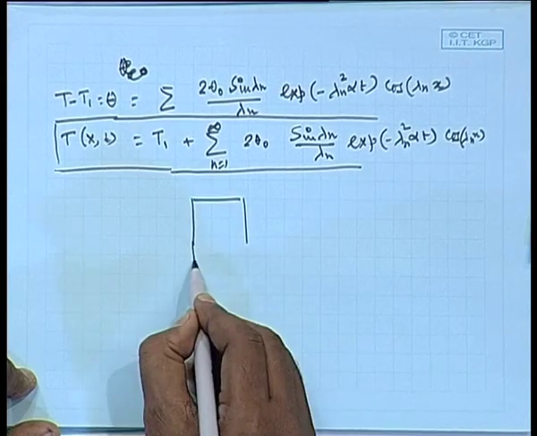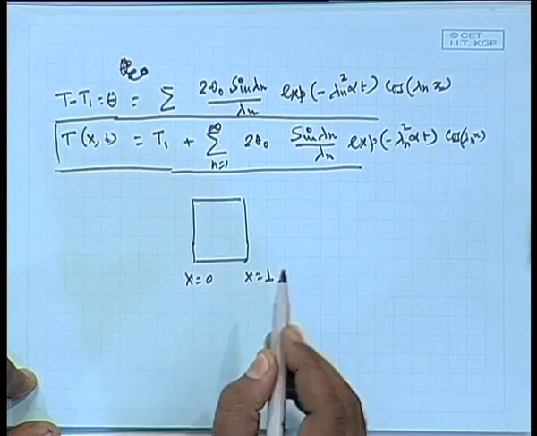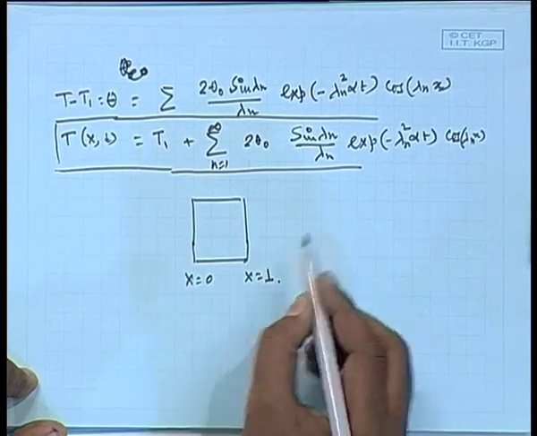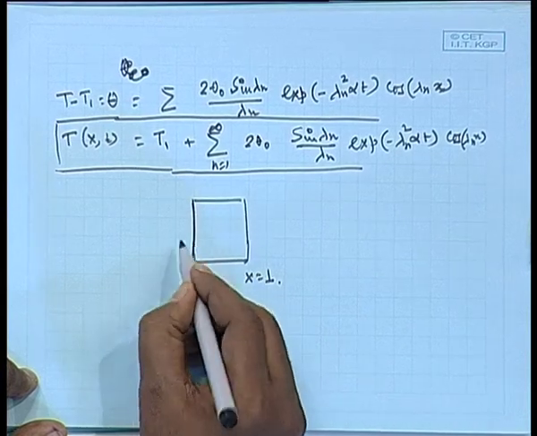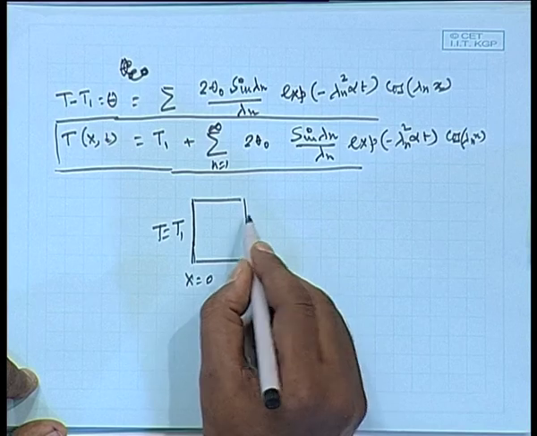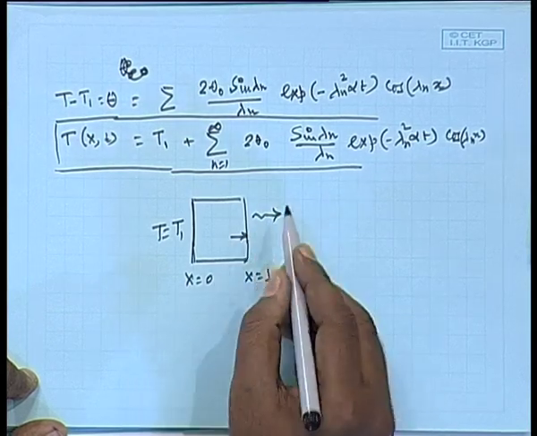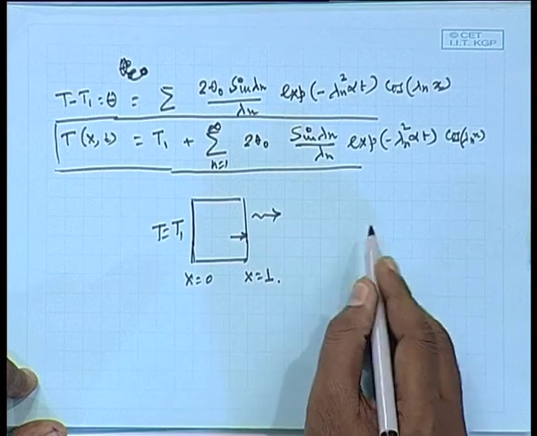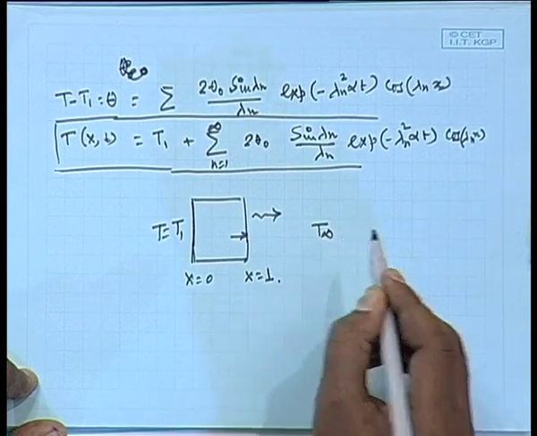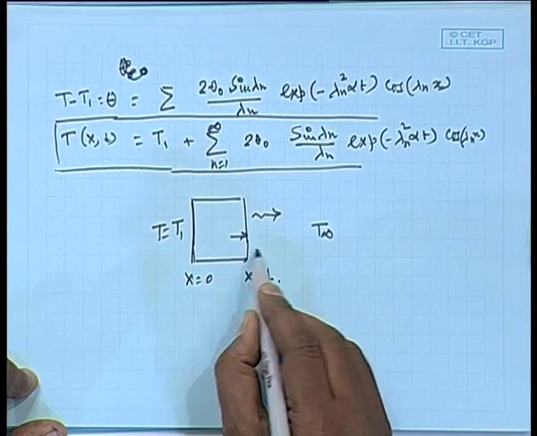So it will be a system something like this. This is, let's say, at x equal to 0 and this is at x equal to 1, and this boundary you are maintaining at a temperature T1, and this boundary is open to atmosphere. That means whatever heat is coming here will be convected away by the external turbulence. Let's say the ambient temperature is T infinity. So it's a mixed boundary condition.